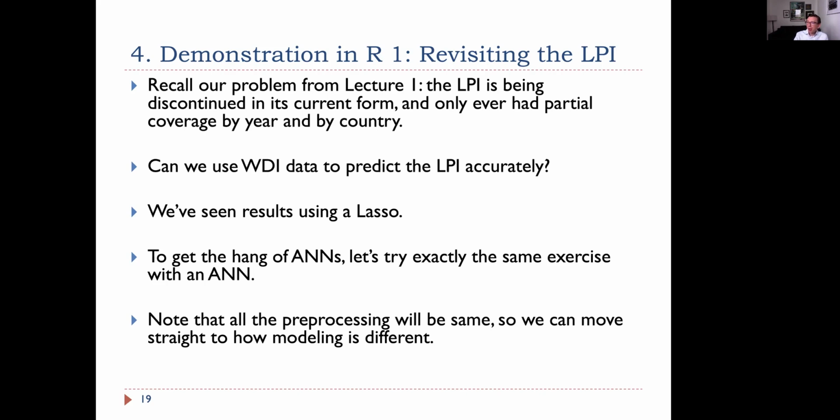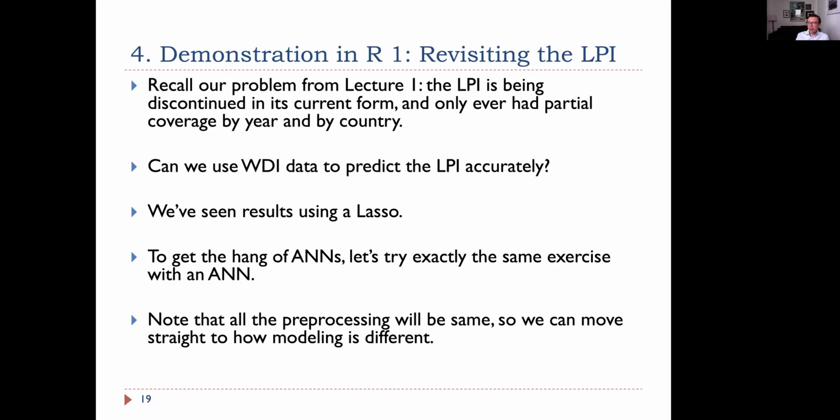Remember, our problem from lecture 1 was that there's this indicator that a lot of people use. The World Bank is discontinuing it in its historical form, and it only ever had partial coverage. Wouldn't it be nice to use an easily available data set like the World Development Indicators to predict the LPI? Basically, fill in the blanks from existing years, and then be able to update it when the World Bank is no longer conducting surveys.